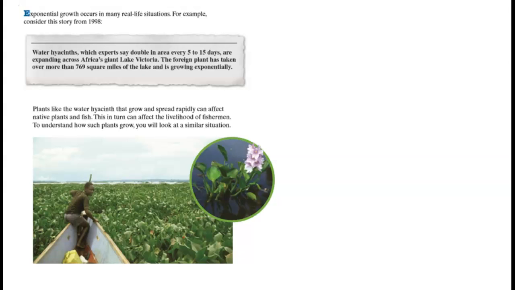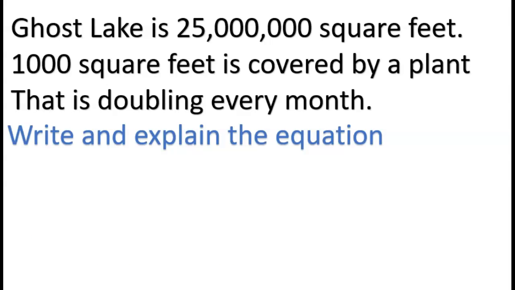And here is what is happening. Suppose we had this lake, this 25 million square feet. Is that a big lake? Huge. 1,000 square feet is covered by a plant, and it's doubling every month. Write and explain the equation.